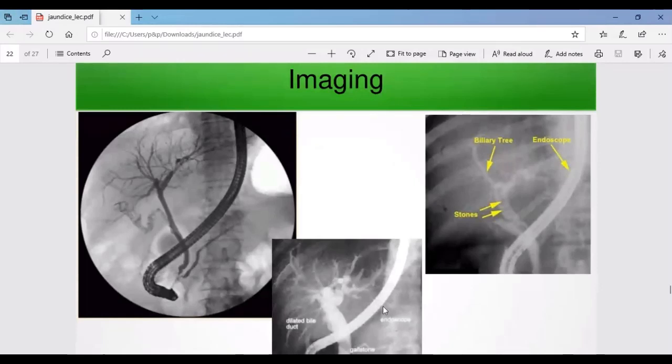While in these two pictures, we see that the bile duct is thicker than our endoscope. So this is a dilated biliary duct, and the view of a dilated bile duct with multiple filling defects inside the dilated biliary tree. This is biliary obstruction due to gallstones.